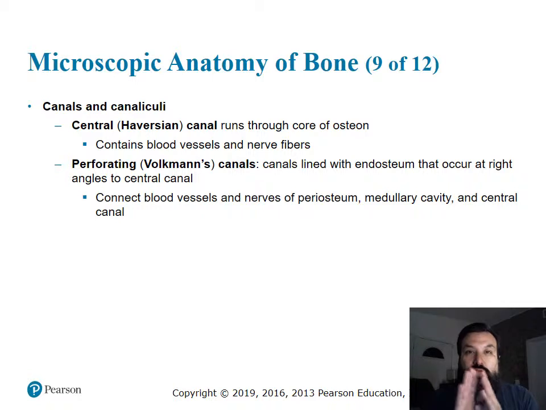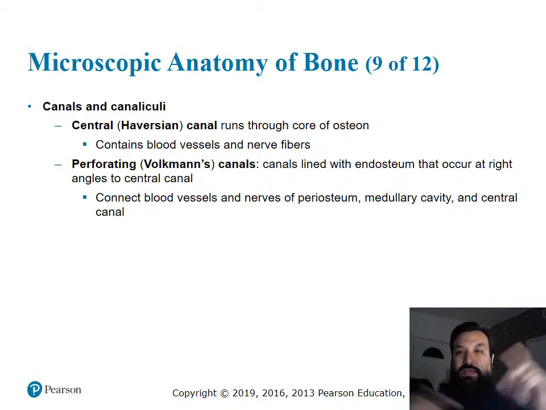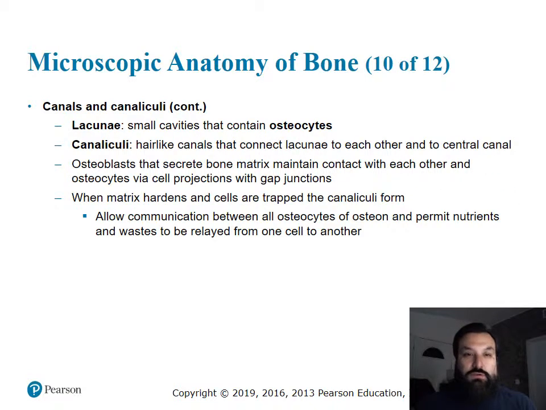And then directly adjacent from those, there are canals interconnecting the central canals to other central canals through these small canals we call Volkmann's canals. Those canals occur at right angles to the central canal. They're interesting because they connect blood vessel to blood vessel, nerve to nerve, all throughout the osteon system here. And we're going to see all of this. We'll see the figure that puts it all together here.